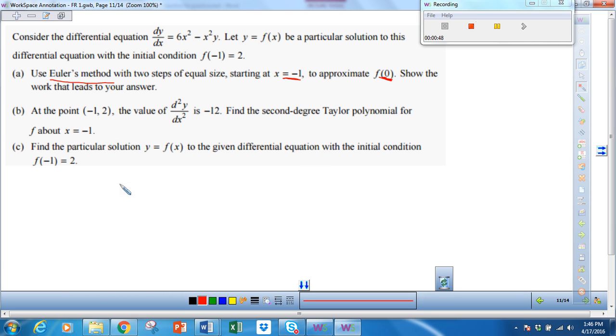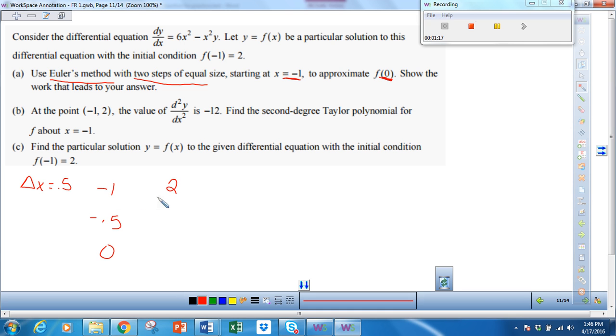So the first thing we have to do is set up our x table. We're going from -1, and we're doing it with 2 steps of equal size. So that gives us 0.5. Then our next one would be -0.5 and then 0. And our delta x is 0.5. Our initial value when x is -1, y is 2. That's given to us. Okay?